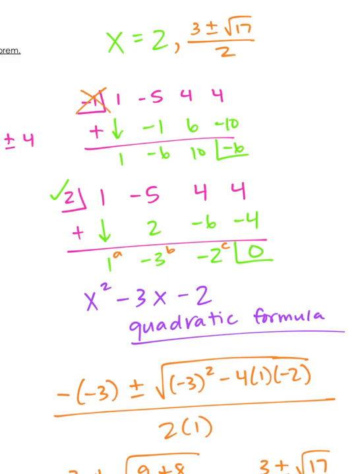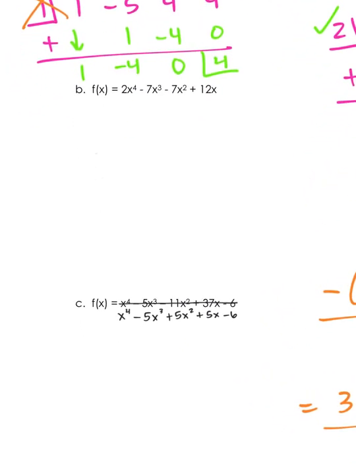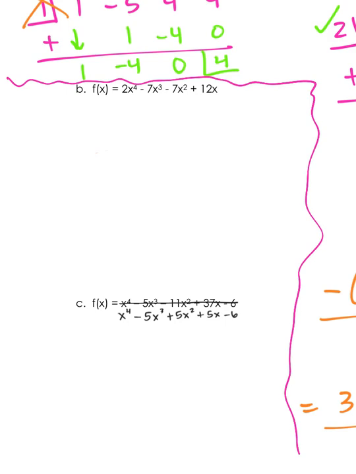All right. Let's see. Oh, I wrote way too big for that. All right, for B, I have a greatest common factor. Just going to kind of separate that. I've got a greatest common factor of x because I don't currently have a constant term, and I need a constant term. So I'm going to go ahead and take x out. That leaves me with 2x cubed minus 7x squared minus 7x plus 12. So now I have a constant term.